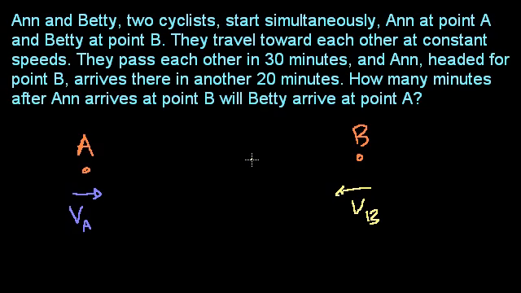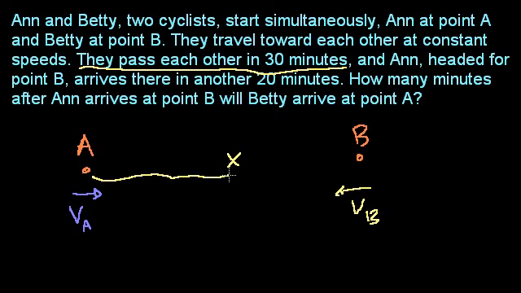Okay, so they're going to pass each other someplace in between A and B. I'll just arbitrarily draw that. They're going to pass each other there. And what are these distances? It took them 30 minutes to both get to this point, right? They pass each other in 30 minutes, and Anne headed for point B arrives there in another 20 minutes. Okay, so this distance takes Anne 30 minutes.